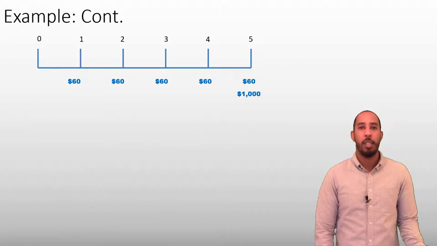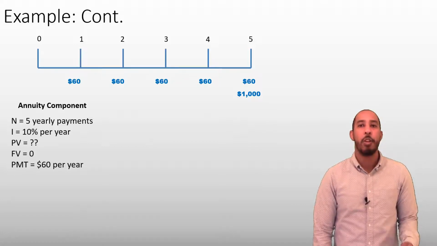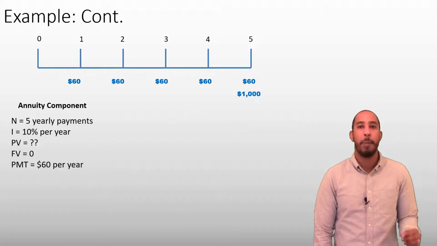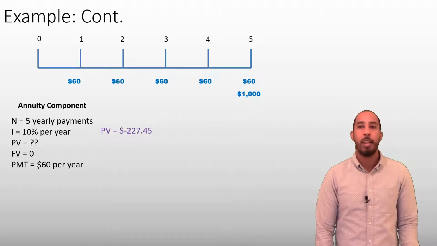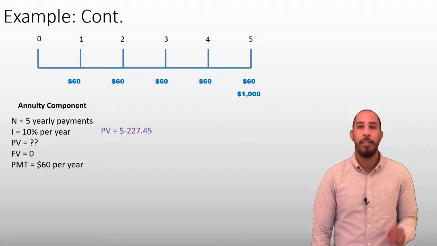Now let's value the components. We can work with the annuity component first. We'll set up the inputs. N will be the 5 yearly interest payments we're going to get. I will be the discount rate of 10% per year. FV will be 0 since we're just looking at the annuity component here. All the future cash flows of the annuity component are represented by the $60 interest payments. Solving for present value, we get $227. That is the value today of receiving $60 for the next 5 years.